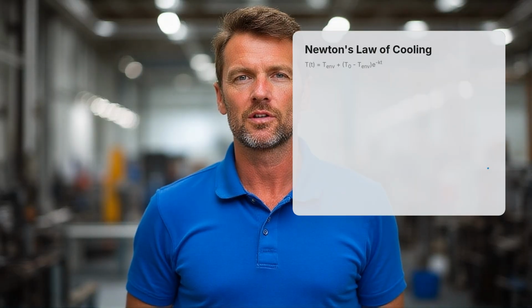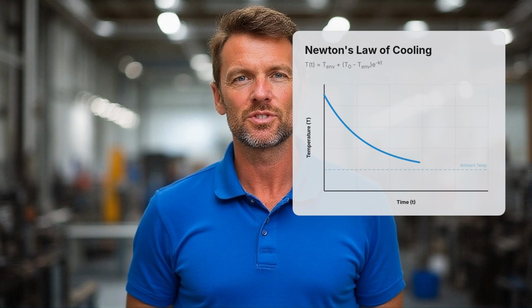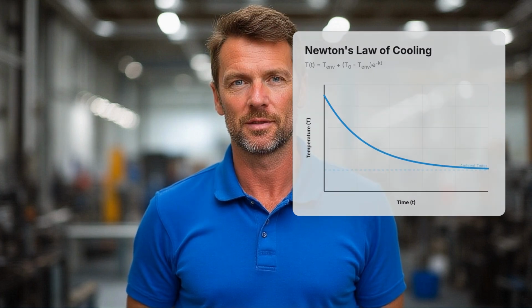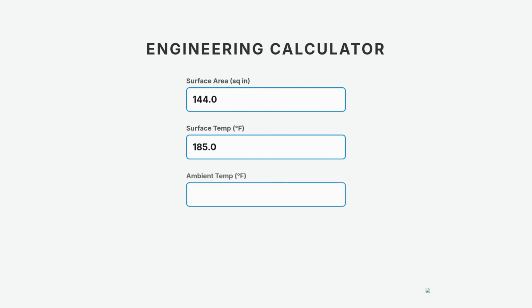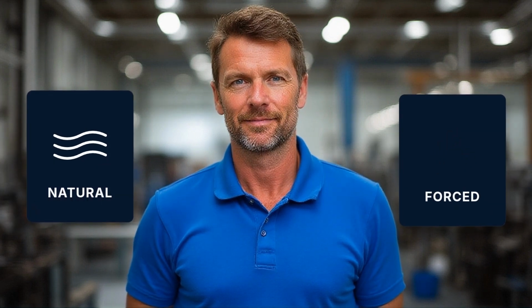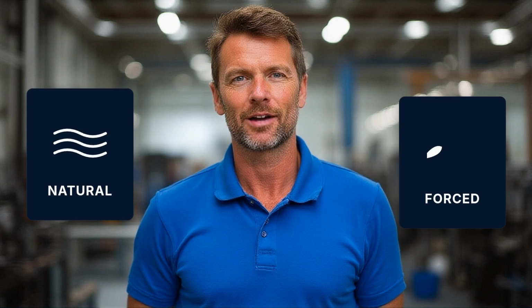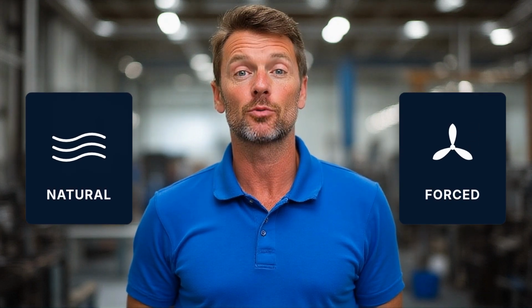It uses Newton's law of cooling to calculate how many watts of heat a surface loses to surrounding air through convection. You enter your surface area in square inches, your surface temperature, the ambient air temperature, and then you select the type of convection. Natural convection means still air, no fan. Forced convection means you have a fan or blower moving air across the surface. The calculator handles the rest.